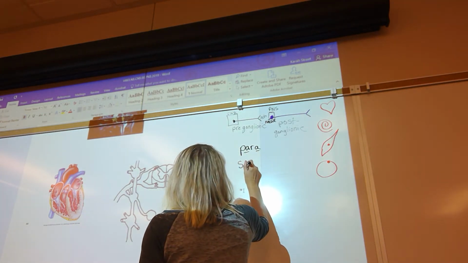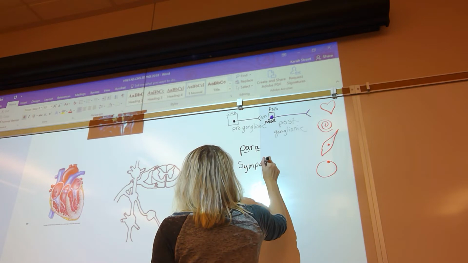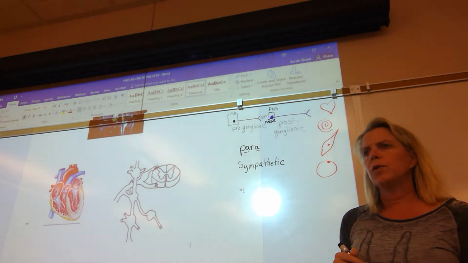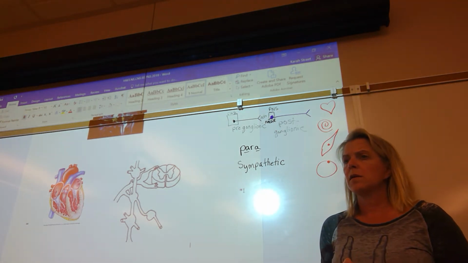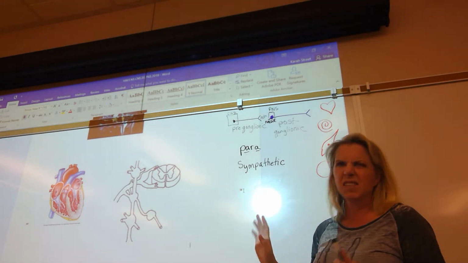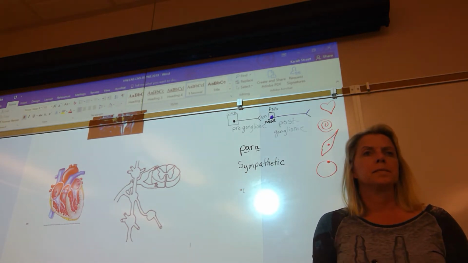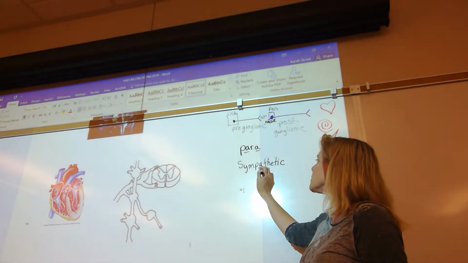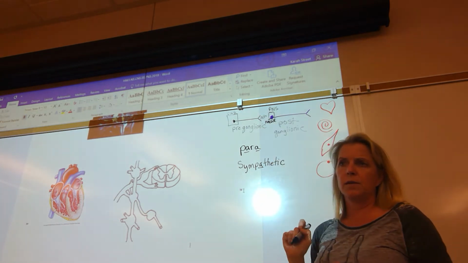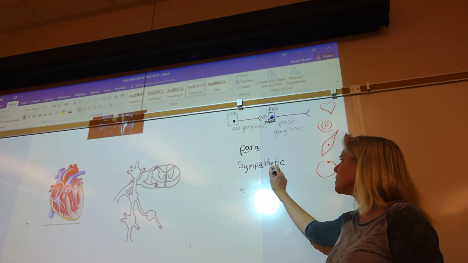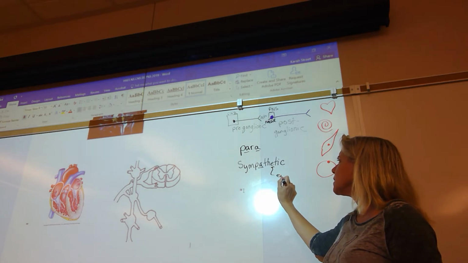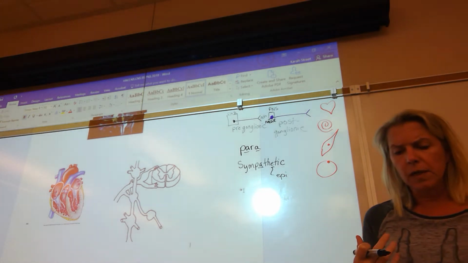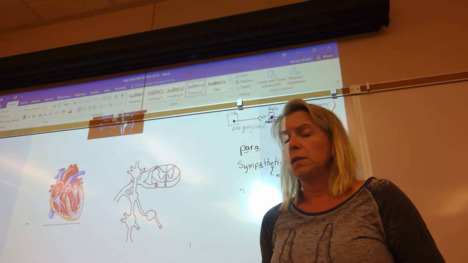The word sympathetic, when we think of vowels, A, E, I, O, U, sometimes Y. Well, let's pretend Y is not a vowel. What are the first two vowels then? A, E. So again, the first neuron will release acetylcholine, and the second one will typically release epinephrine or a version of epinephrine, like norepinephrine. Okay?